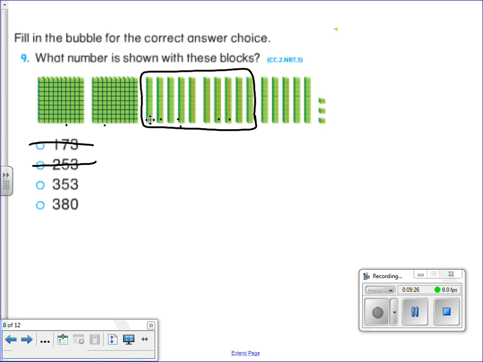Let's look at the tens. 1, 2, 3, 4, 5 tens and 3 ones. So we have 300s, 5 tens, 3 ones. Which choice is the correct number? Lauren. You got it.